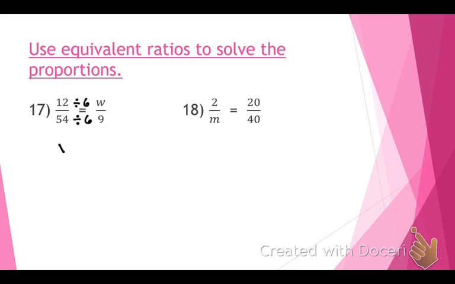What is it, guys? 2. So that's your answer. W equals 2. Now, you can plug this in up here. 2/9. Can 2/9 be simplified at all? No, that's as low as it will get.